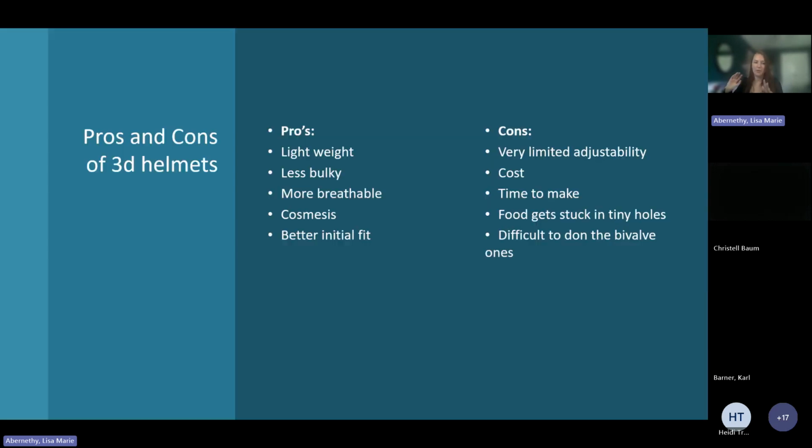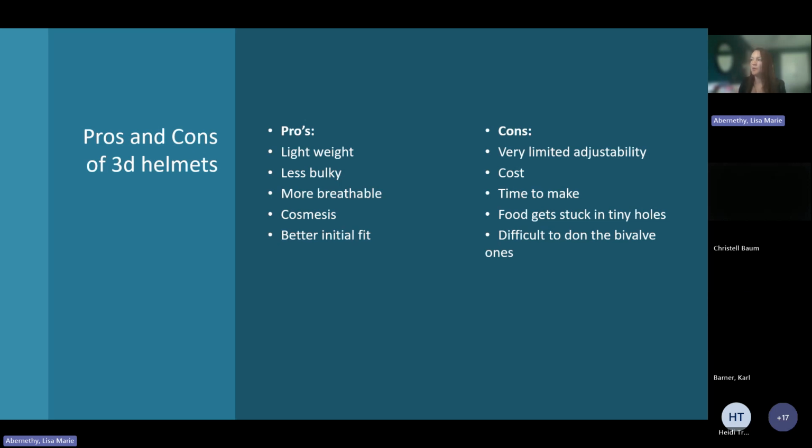Okay, so this is my general pros and cons of 3D printed helmets versus traditional. For the pros, in general, they tend to be a lot more lightweight than the other ones, much less bulky, more breathable, and so far parents really like the cosmesis, is what I've heard. And you also get a better initial fit, so a lot less time spent during that initial fitting and delivery appointment.